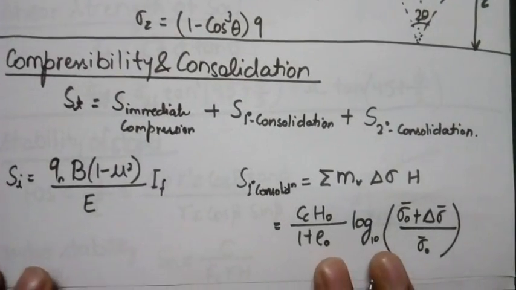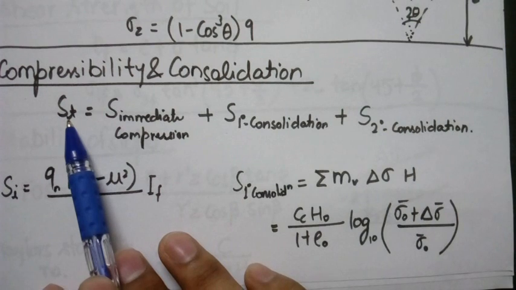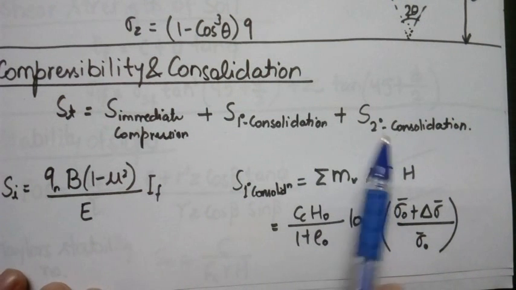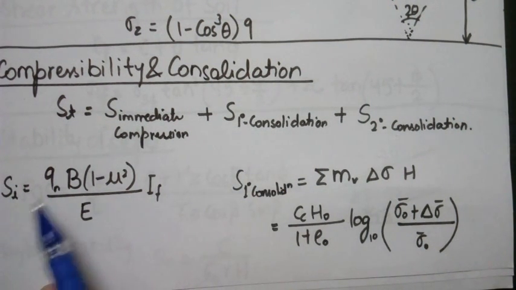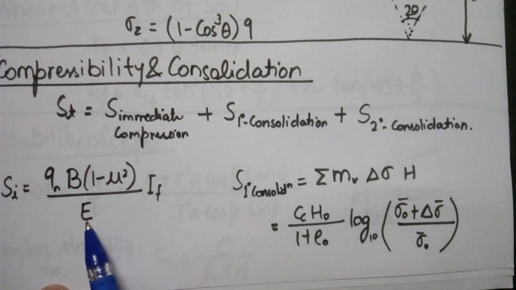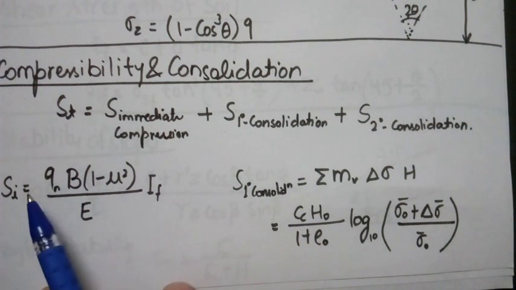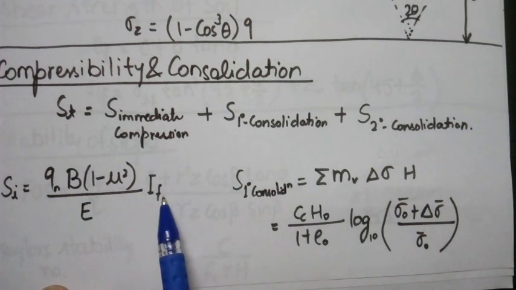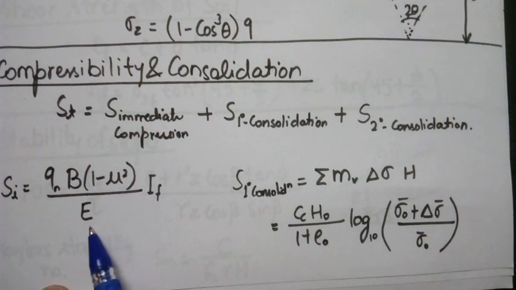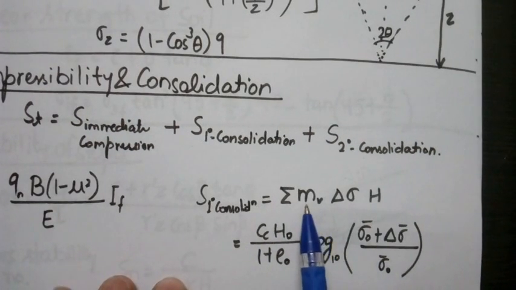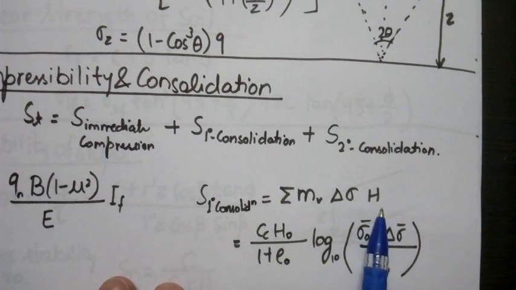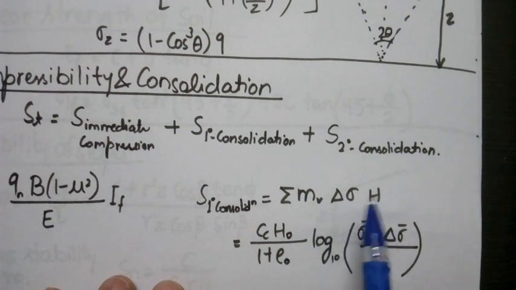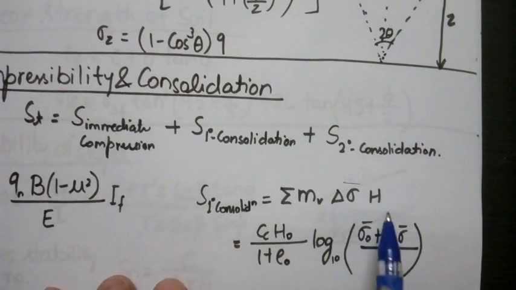Next topic is our compressibility, and this is total settlement in the soil, which is the sum of immediate compression, primary consolidation and secondary consolidation. For immediate settlement, we have the formula here, q n B (1 minus mu square) upon E into IF. Q is the intensity, B is the width, mu is the Poisson's ratio, IF is the influence factor, E is the modulus of elasticity of soil. Now for primary consolidation, we have the formula of mv delta sigma h. mv is the coefficient of volume compressibility, delta sigma is the change in the effective stress, and h is the thickness of the soil layer.